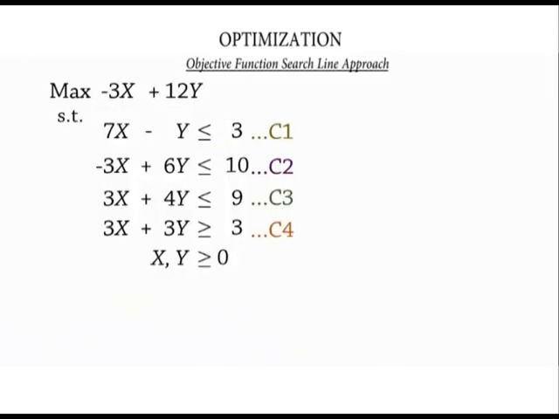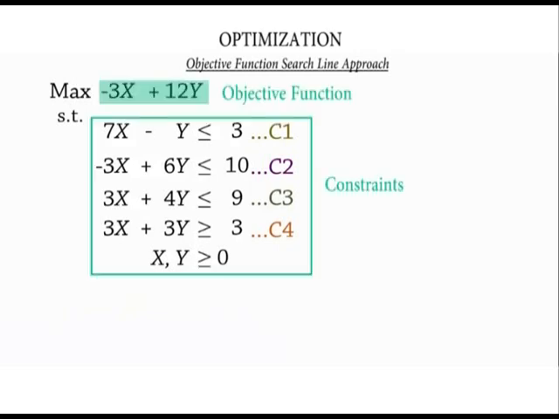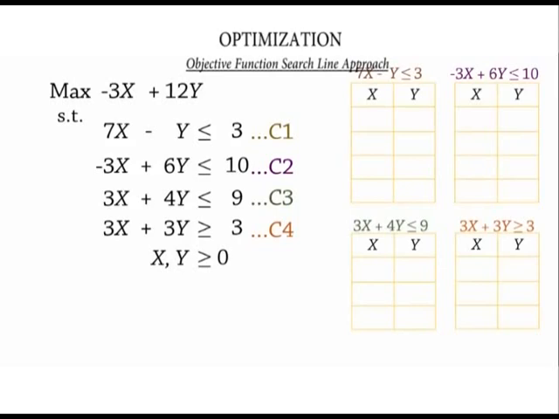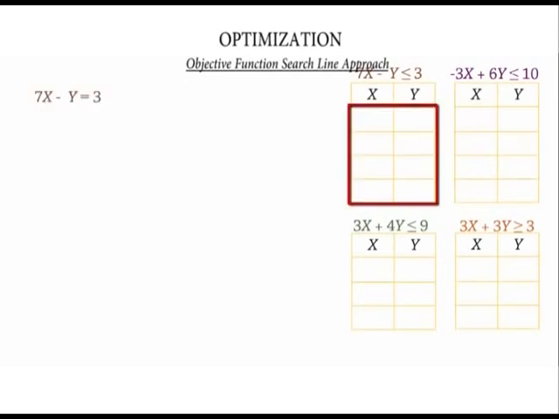One last example. In this example, we will solve this maximization problem using the search line approach. This is the objective function and these are the constraints. We start by finding points on the line satisfying each of the constraints. For the first constraint, when x is 0, y is negative 3, and when y is 0, x will be 0.43. These two points are not friendly to work with. We have a negative and a quite difficult decimal. We don't want this, so let's try some more points.